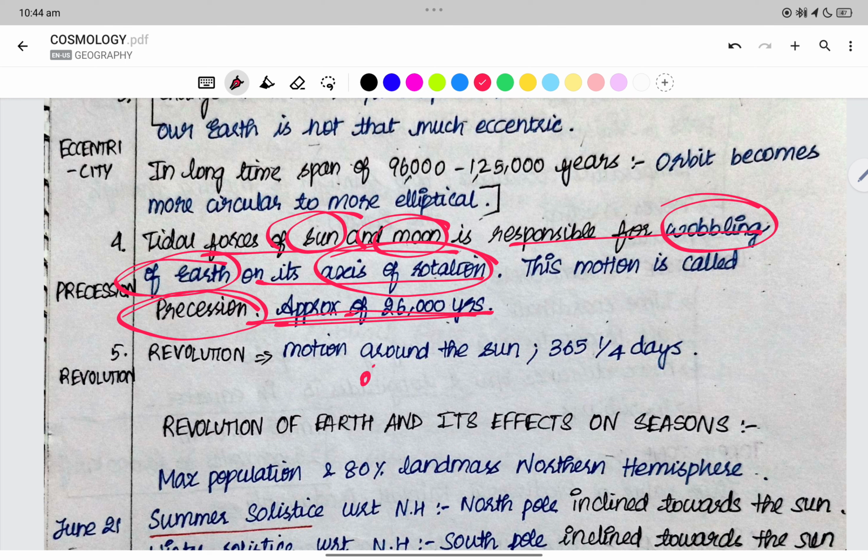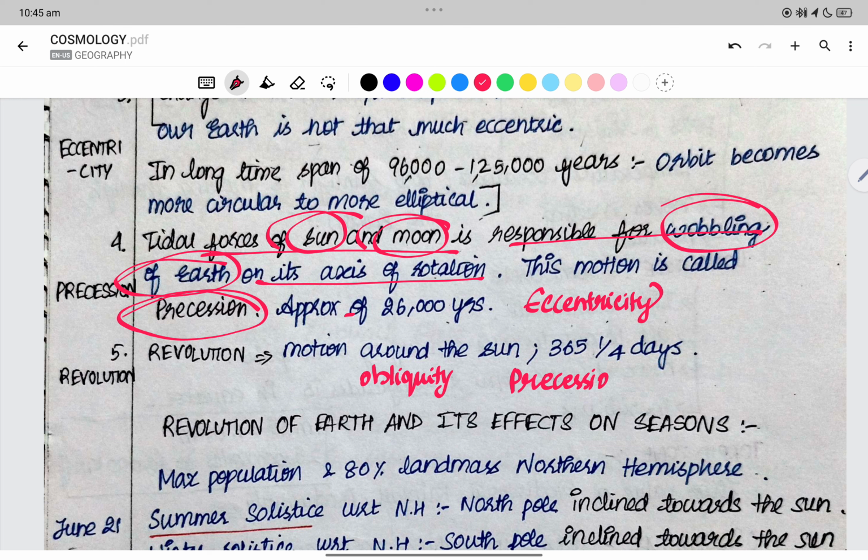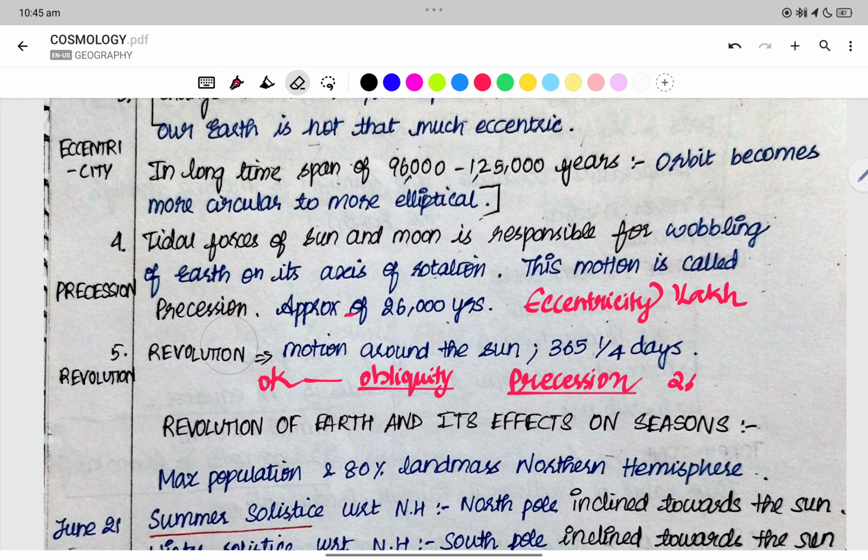So as of now we saw obliquity, then eccentricity, then precession. We have seen three important terms. Obliquity on average is 40,000 years, eccentricity is about 1 lakh years, and precession is about 26,000 years. Wobbling of the earth. So we know what is called wobbling, right? Now this wobbling of the earth is because of the tidal forces.